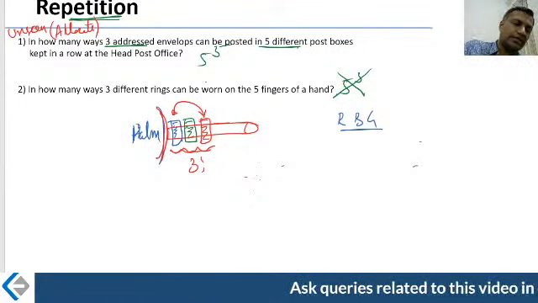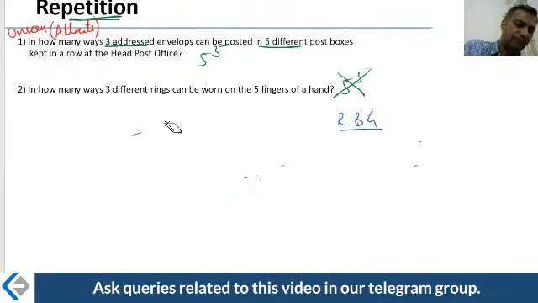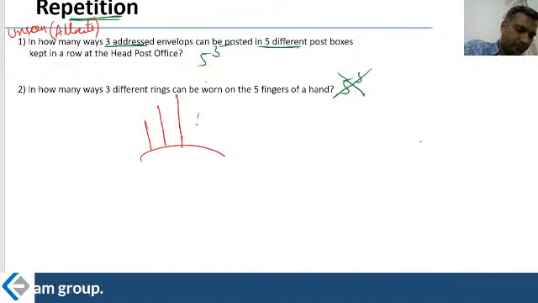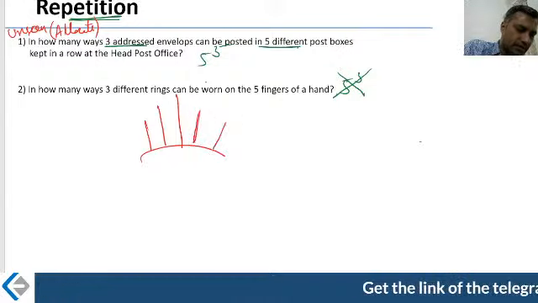Therefore, I'm saying that my answer is going to be more than 125. Let's understand how much more than 125. What is the answer there? Now let's take a schematic diagram. Assume that these are the fingers of a hand. It's a pretty bad diagram. Understand this, just quickly.